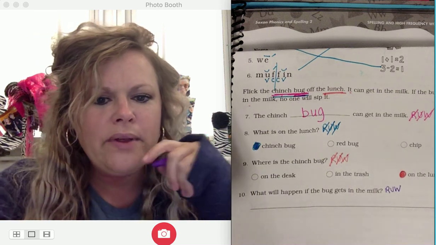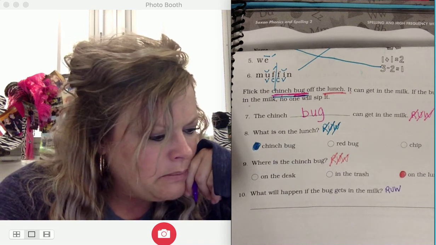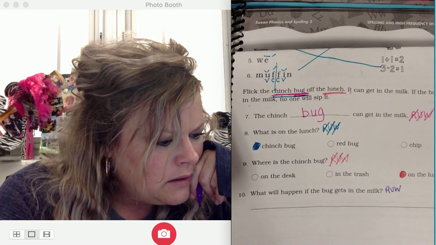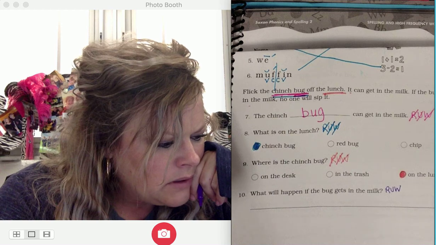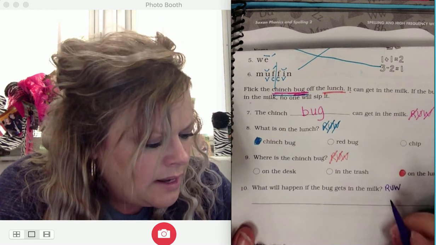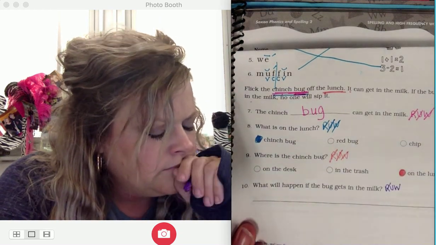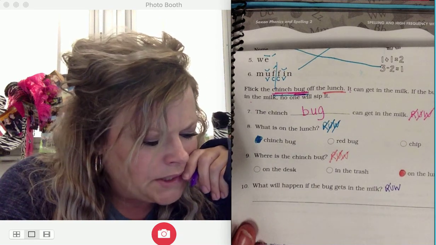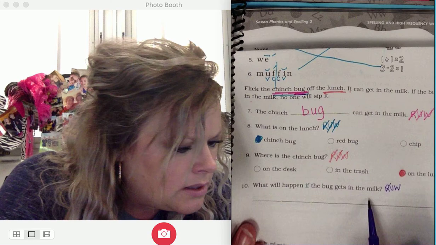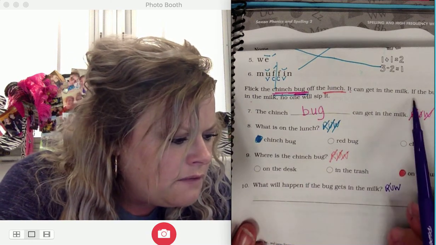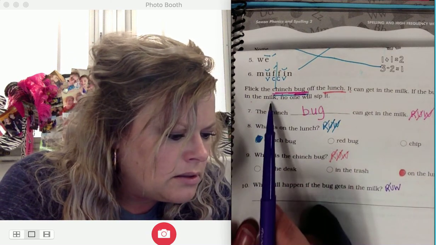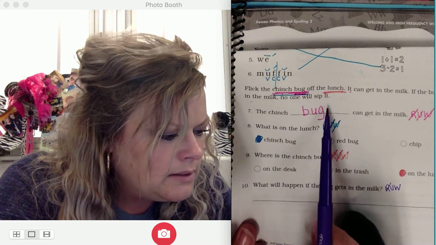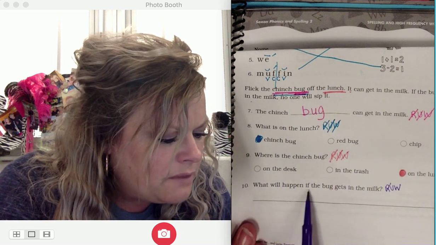Number 10, what will happen if the bug gets in the milk? It can get in the milk. Okay, I read it. I'm going to restate my question. Let's find the answer first, though. What will happen if the bug gets in the milk? If the bug gets in the milk, no one will sip it. So what will happen if the bug gets in the milk?